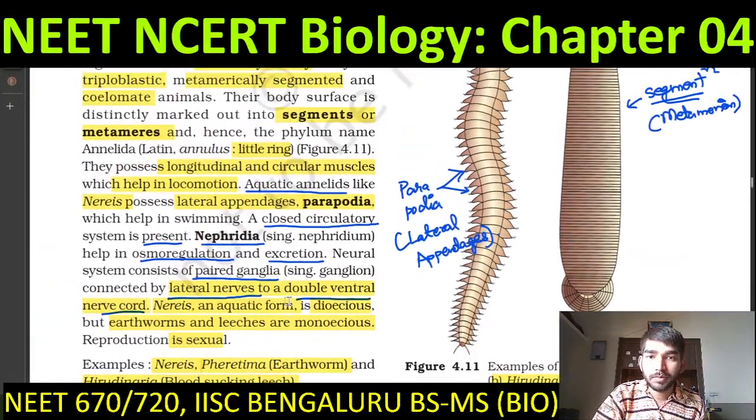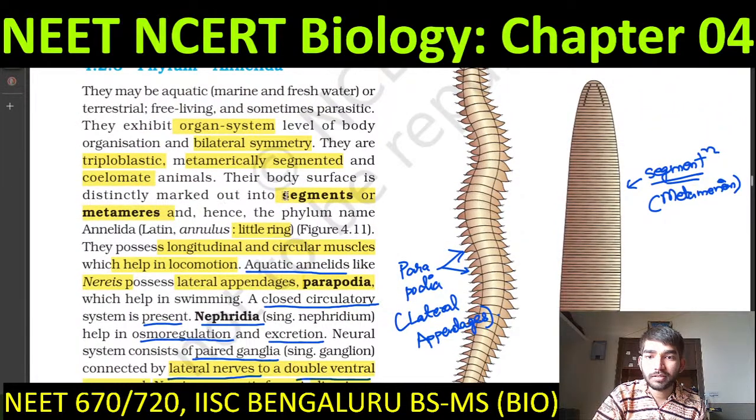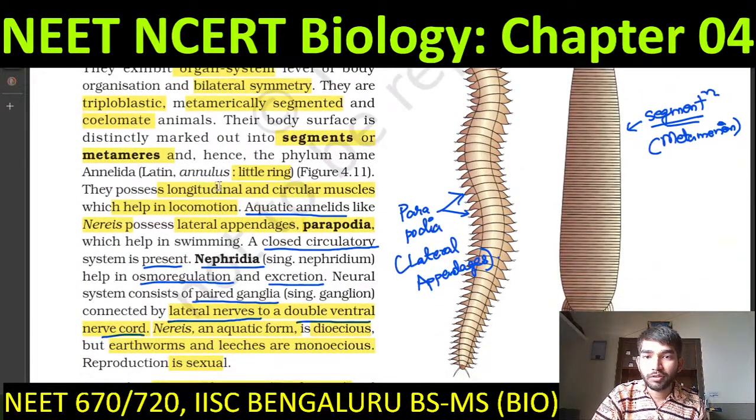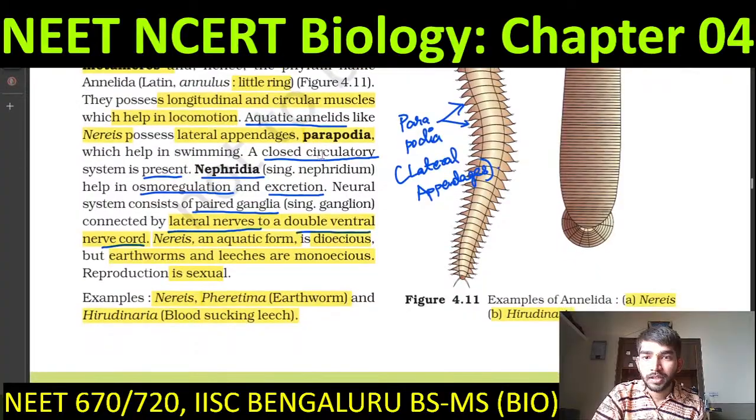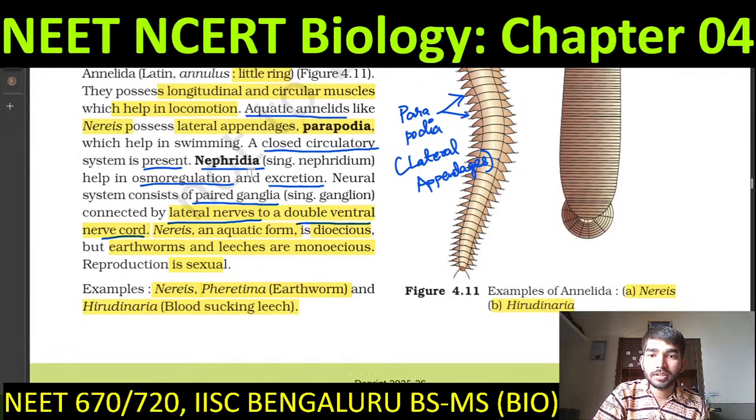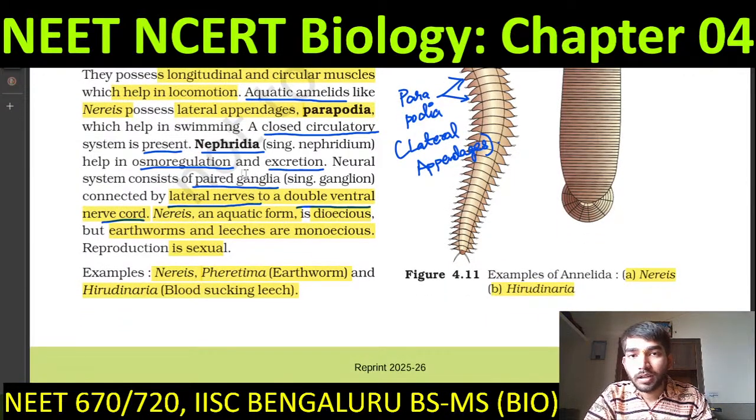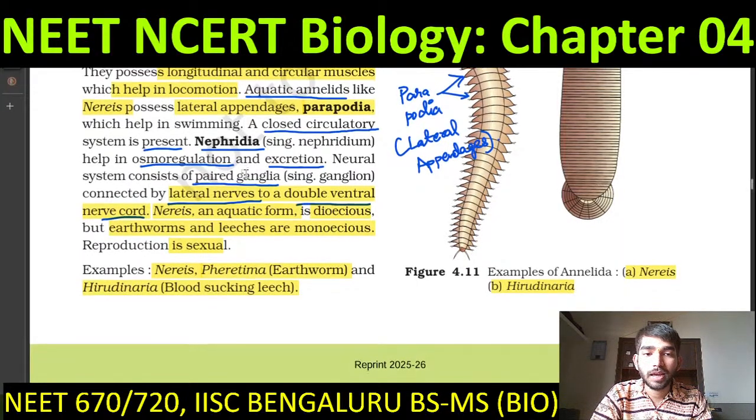Easy to remember. Some important points you should know: presence of metameres, presence of longitudinal and circular muscles. In Nereis, there is presence of parapodia. They have this closed circulatory system, excretory system, and nervous system. All these things are present. So they are towards more developed side as compared to the organisms that we saw until now. But as we build on this, we are going to see much more development happening.